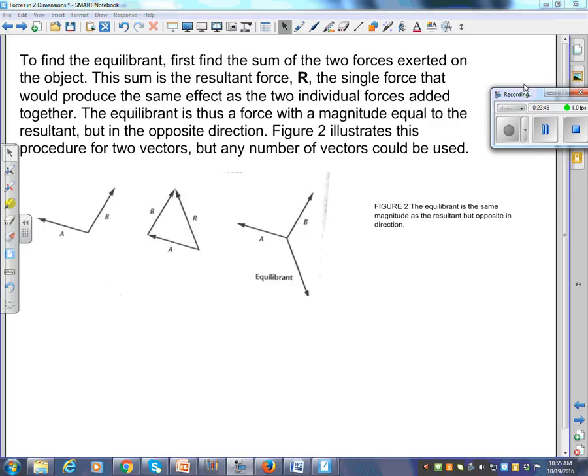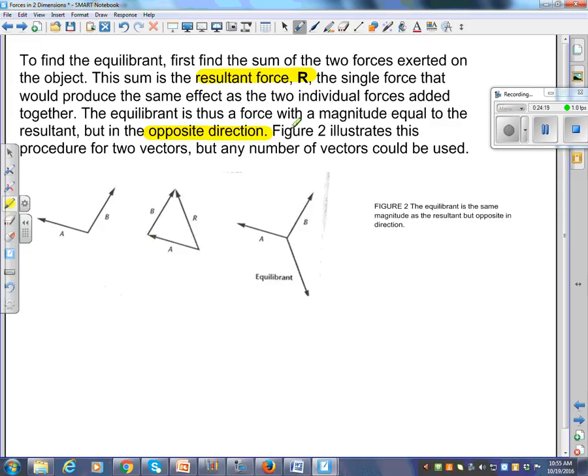To find the equilibrant, first find the sum of the two forces exerted on the object. This sum is called the resultant. When you add two vectors together, you get the resultant, or R, the single force that would produce the same effect as the two individual forces added together. The equilibrant is thus a force with a magnitude equal to the resultant, but in the opposite direction. Figure 2 illustrates this procedure for two vectors, but any number of vectors could be used.